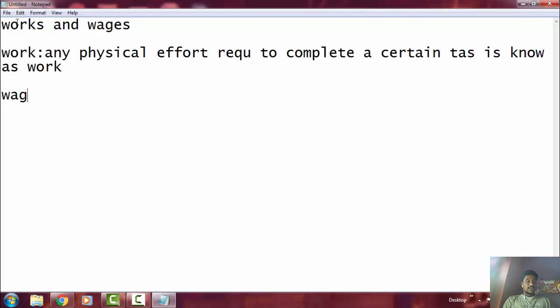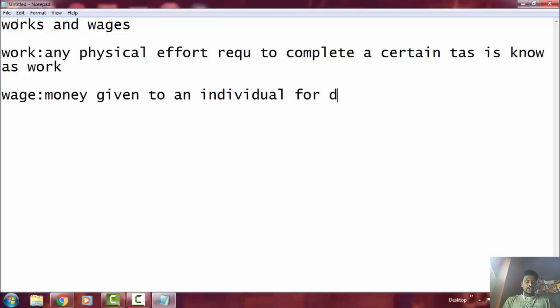What is a wage? Money given to an individual for doing a work is known as a wage. Now you need to come to the complete concept.